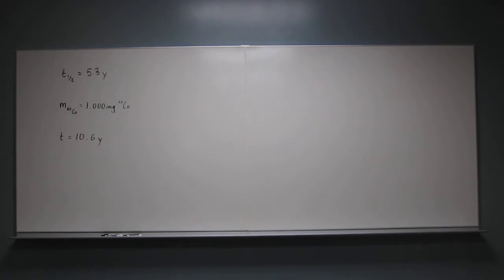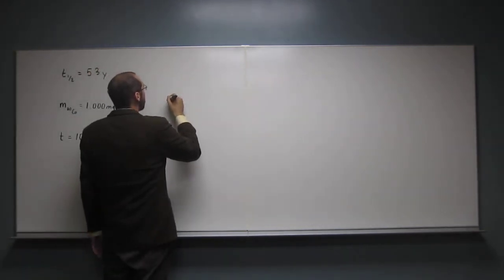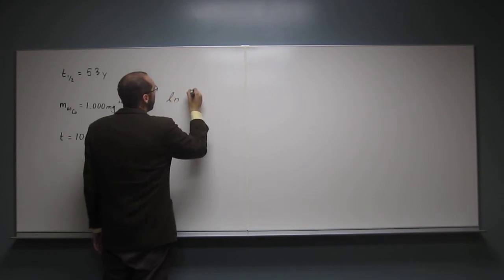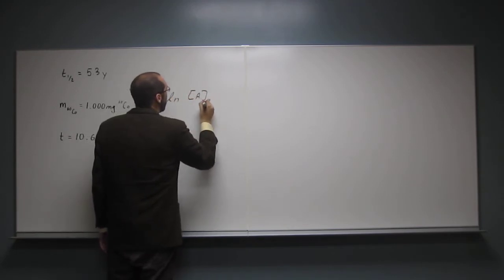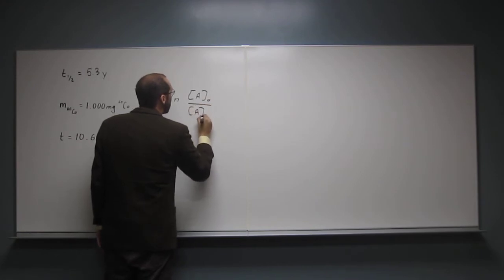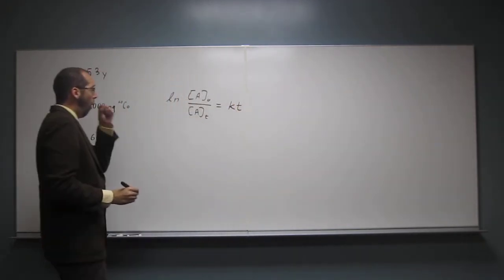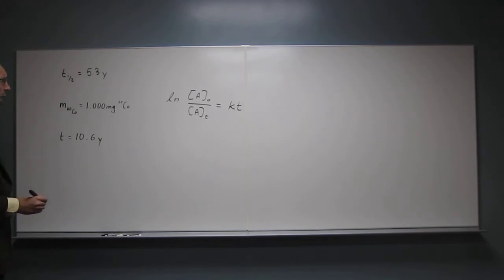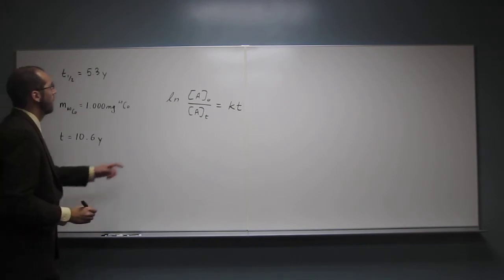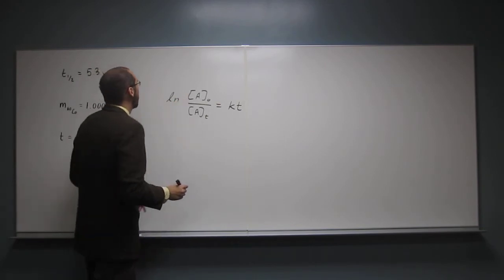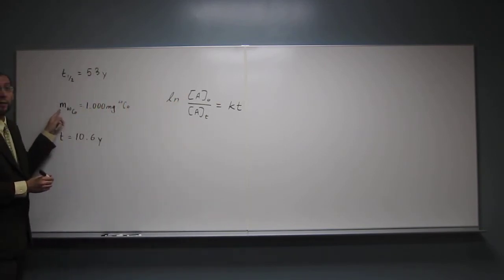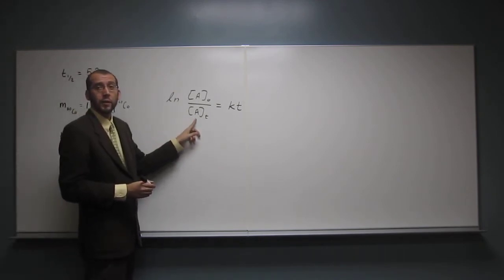Okay, so the first thing we're going to have to do is figure out what is the k of this equation. Okay, so well, I guess remember the first order integrated rate law is the ln of the concentration of A naught divided by concentration of A at time t equals kt. So in this case, concentration of A naught is going to be the original mass, okay? And the mass at time t is actually what we're looking for.